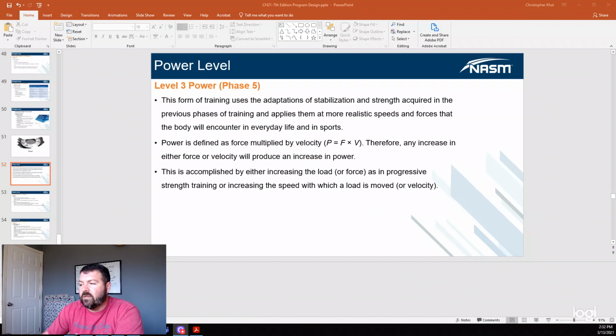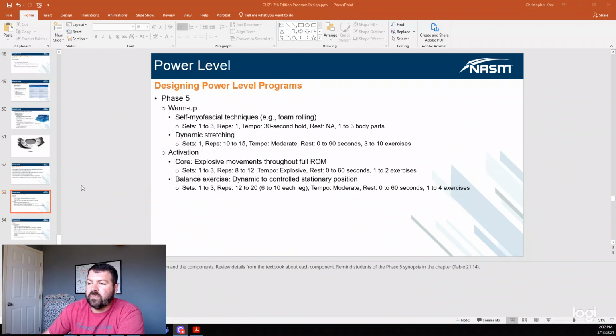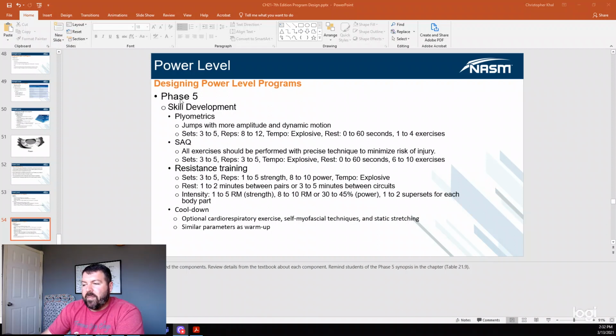So the template for power. One, the warm up. There's the dynamic stretching; I'm not going to cover all that. And then there's the core and the basic balance. I'm not going to touch on those again for like the 5th time. Plyometrics, so the resistance, down to that.